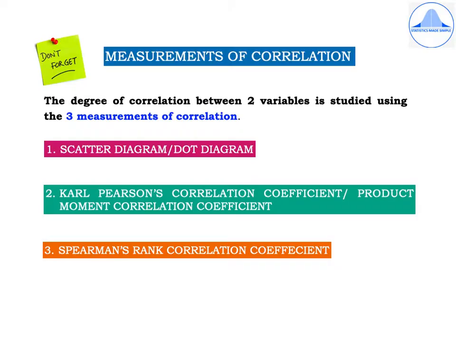So I begin this video with the measurements of correlation. The degree of correlation between two variables is studied using the three measurements of correlation. The first one is the scatter diagram or the dot diagram. Second is Karl-Pearson's correlation coefficient, which is also called the product moment correlation coefficient. And third is Spearman's rank correlation coefficient. These are important, so don't forget the different measurements of correlation.